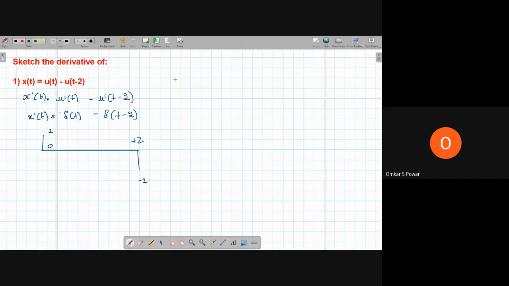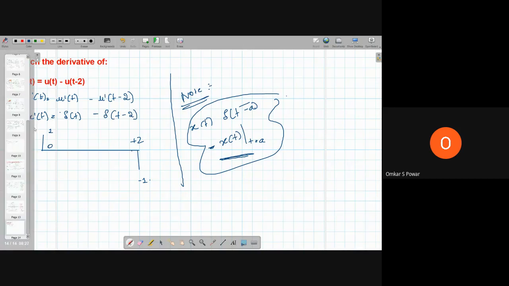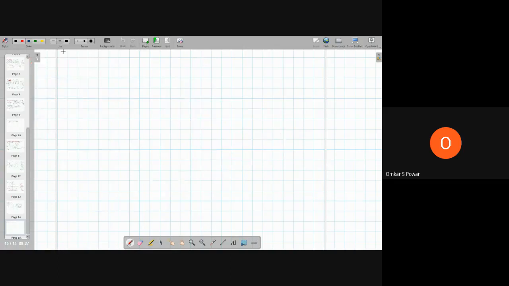Okay, another thing which you have to note is that if they give x of t into del of t minus a, then this is equal to x of t at t is equal to a. So this you have to remember for solving some of the problems here. So x of t into del of t minus a is equal to x of t at t is equal to a. Now we'll solve some more problems to get a better idea.